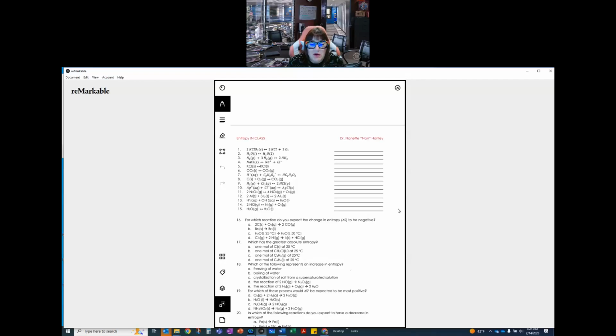So, I want you to tell me what you would predict the sign of delta S to be for these processes. Would you expect it to be spontaneous or not spontaneous? Okay, so in this first one, we're going to be going from KClO3 to 2 KCl solid plus 3 O2 gas.